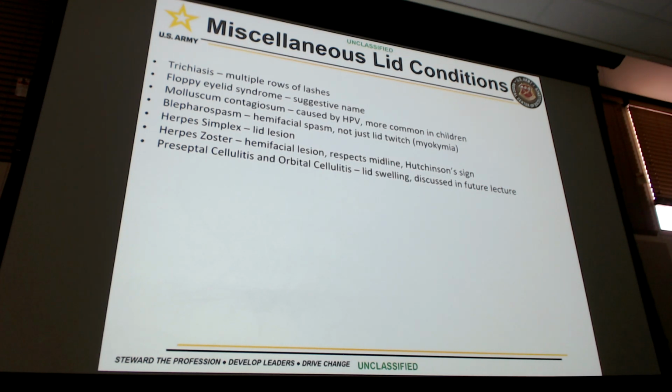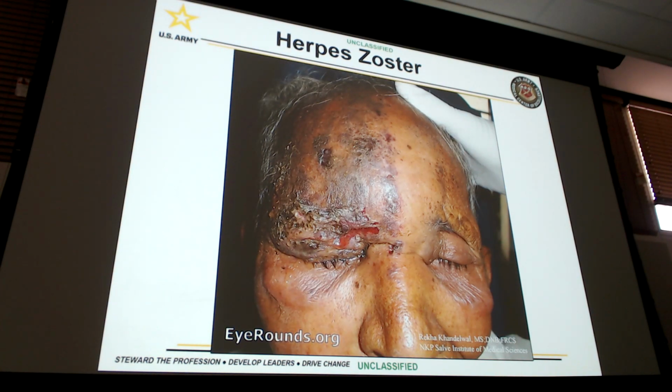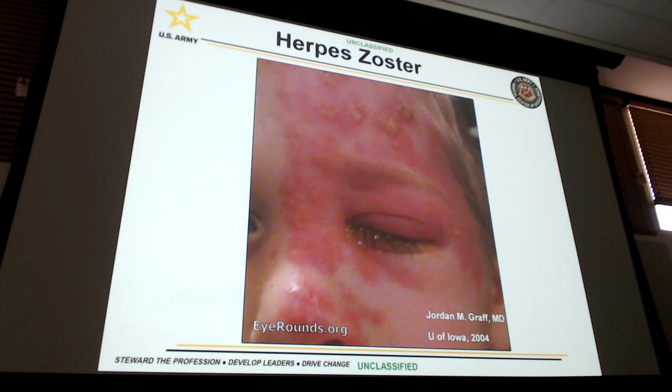Herpes simplex zoster we'll talk about in the cornea lecture, and we'll talk about preseptal orbital cellulitis in a future lecture as well. Trichiasis, floppy eyelid syndrome, that thing's flopping. Herpes, respecting that midline there. Okay, still respecting the midline.